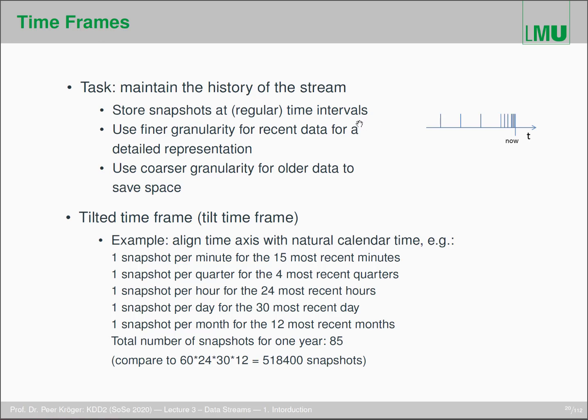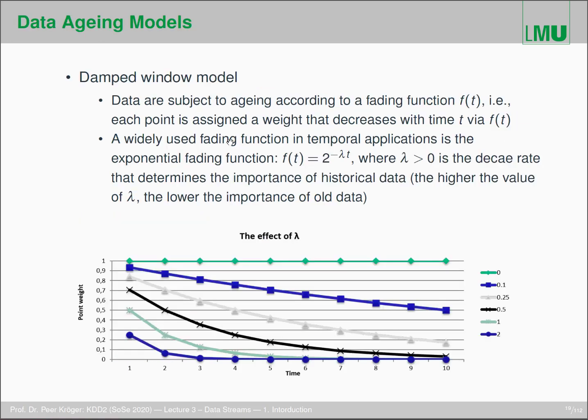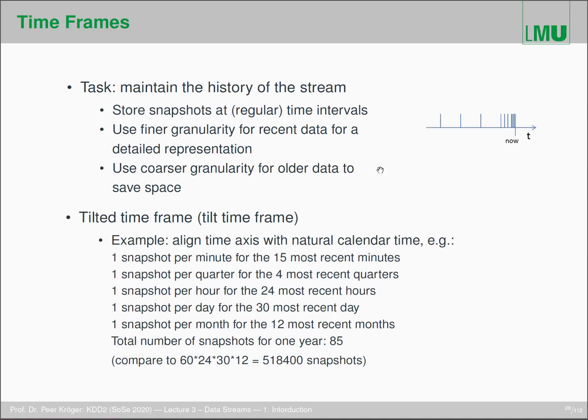So at regular time intervals, you just store the whole bunch of objects that came in recently after the last snapshot you stored. And you typically use finer granularity for recent data, so that you have a detailed representation in the storage, and use a coarser granularity for older data to save space and also to somehow account for a kind of damped window model.